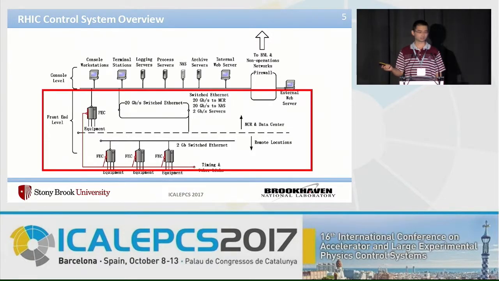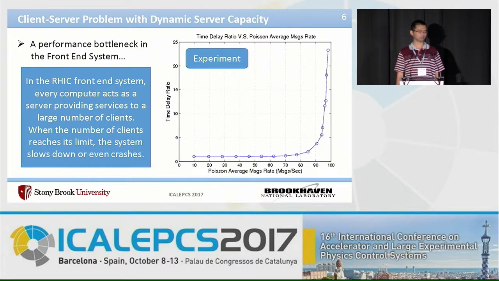And the problem lies in the front-end level. In the rig front-end, every computer acts as a server, providing services to a large number of clients. However, when the number of clients reaches limits, the system tends to slow down or even crashes. The picture on the right is an experiment we conducted to show the problem. We increase the message rate linearly and observe that the system becomes slower exponentially. So that's a performance bottleneck in the front-end system.